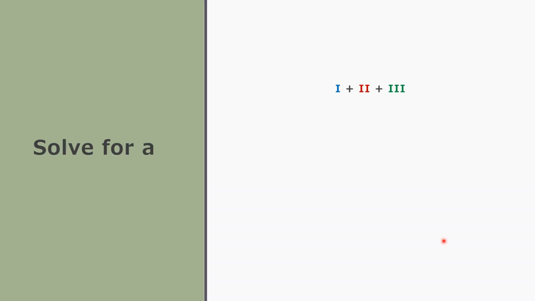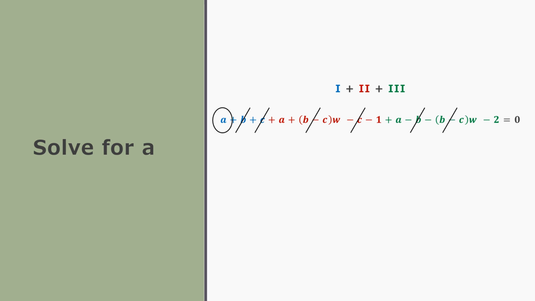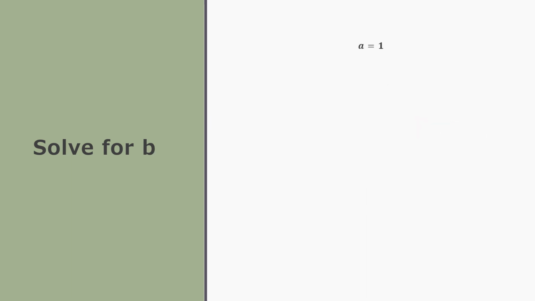To do that, let's just add the 3 equations that we found. Let's cancel out things, combine like terms. Our b's cancel out, our c's cancel out, our b minus c's cancel out, and we're left with our a's and our constants to get 3a minus 1 equals 0. Doing some algebra, we get a equals 1. Let's plug that into equation 1. And that gives us 1 plus b plus c equals 0.